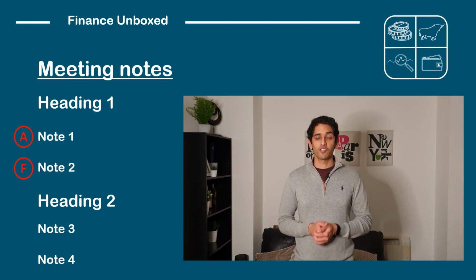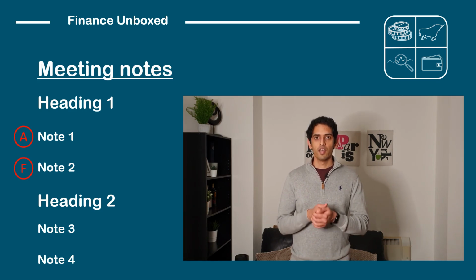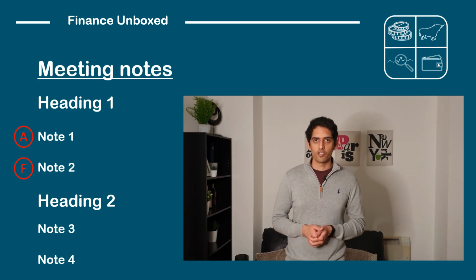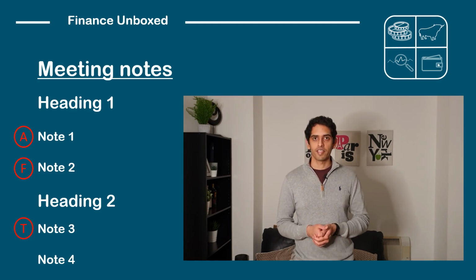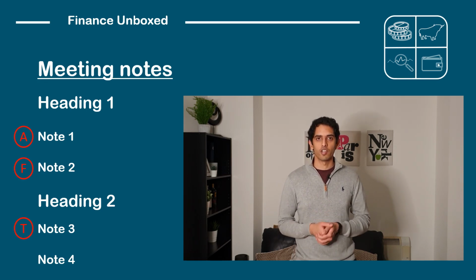Another type of information that I like to highlight in the meeting notes is whenever I have a thought on a particular topic, if I have any questions that need to be followed up on after the meeting, for example, I like to mark those down with a T in the margin next to those meeting notes.